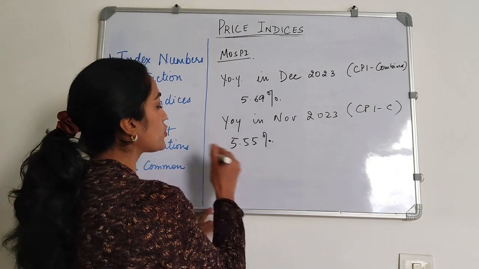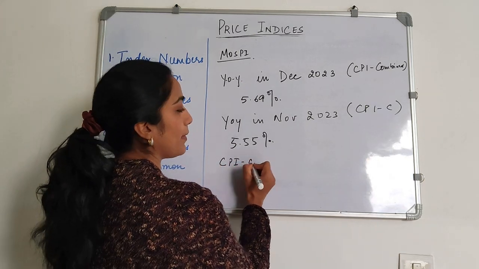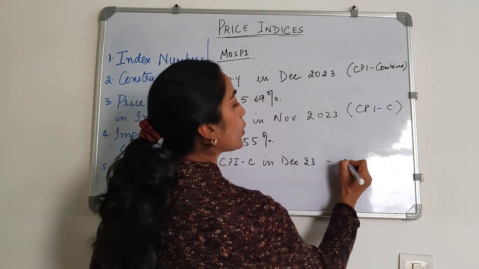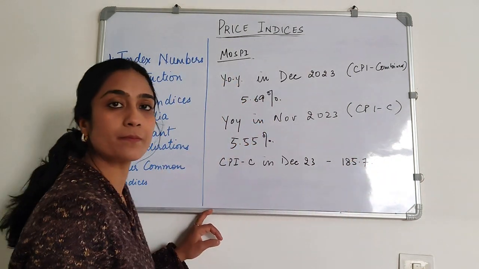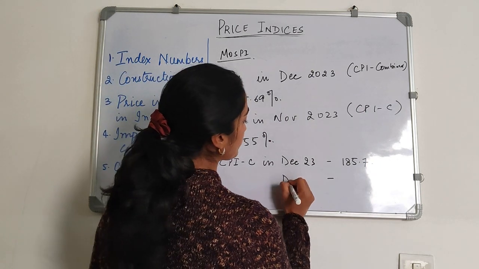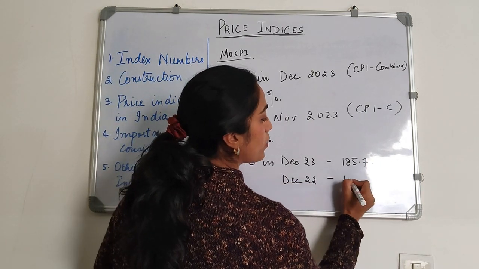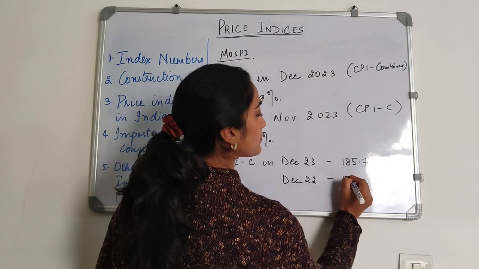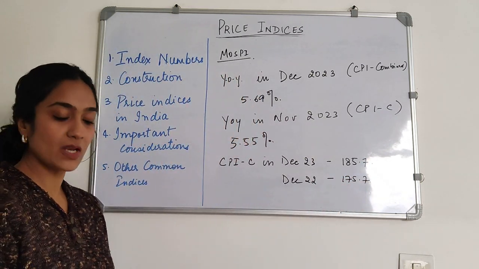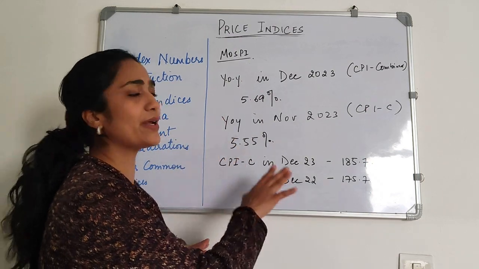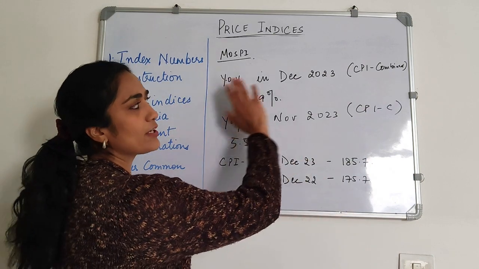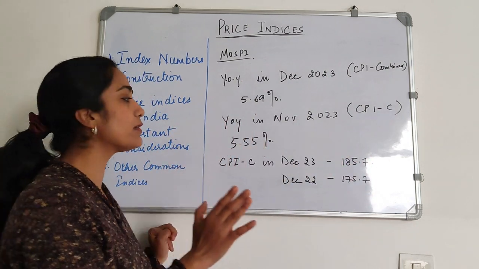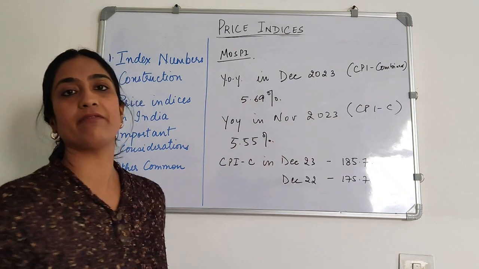Again, some of the other numbers. So the CPI combined in December, again 2023, was 185.7. In December 2022, it was 175.7. So these are some of the numbers that the press release gives you. Some of the very basic numbers. Inflation year on year in December was this much, in November was this much, the CPI was 185.7 in December, and a year ago it was 175.7.